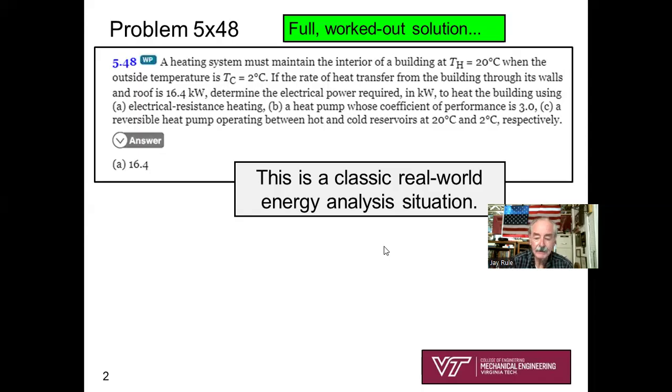A, electric resistance heating. B, a heat pump whose coefficient of performance is 3. And C, a reversible heat pump operating between those temperature limits, 20 degrees C and 2 degrees C, hot and cold. And so I'm going to show you the solution. I'm going to disclose, how do you solve this problem?